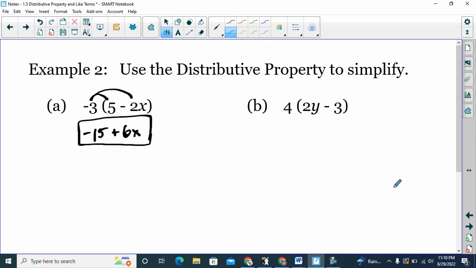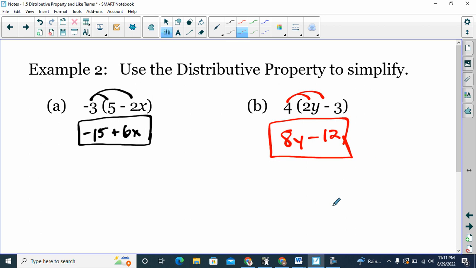Part B, 4 times the quantity 2y minus 3. Like the others, we're doing 4 times 2y. 4 times negative 3. Don't forget about the minus sign there. 4 positive times negative, that's a minus. 4 times 3 is 12.